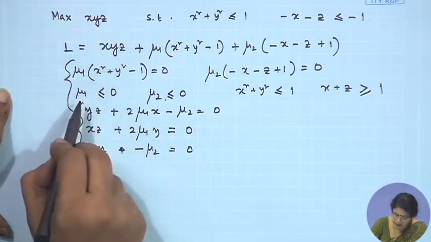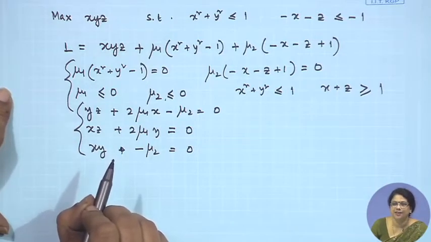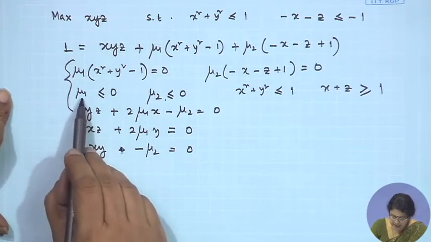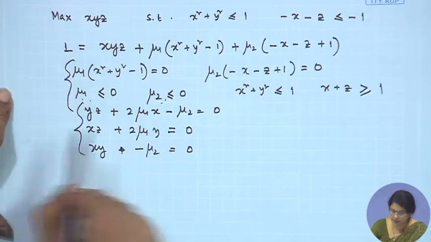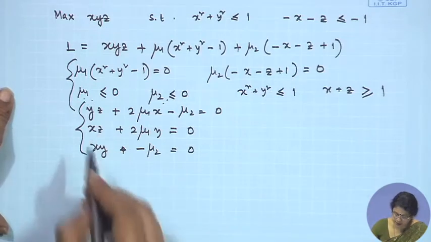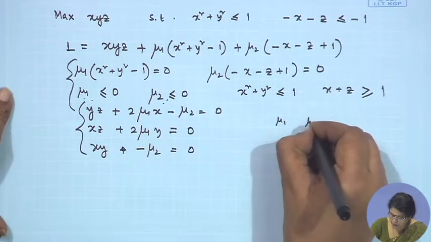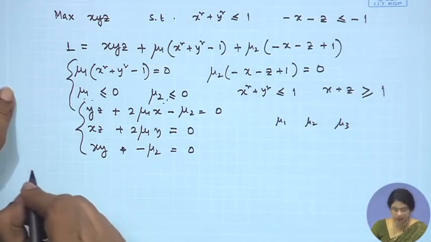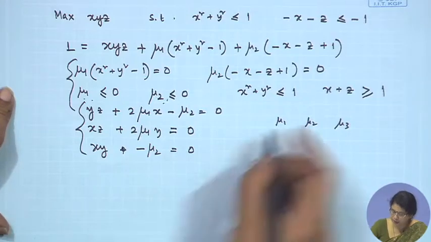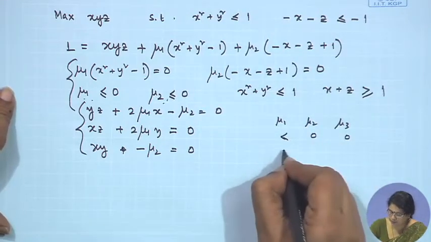Optimality, feasibility, the check for the complementary slackness conditions, the check for the KKT multipliers, the sign of the KKT multipliers, all these things we have done. What are the unknowns here? Again we have the unknowns mu 1, mu 2, mu 3. Mu 1, mu 2, mu 3 can be less than or equal to 0. Let us consider different conditions together, less than 0, 0.